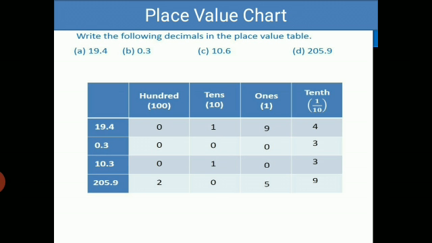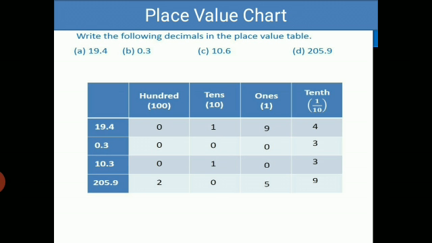Next is the place value chart. Write the following decimals in the place value chart. The first number is 19.4. The next number is 0.3. The next number is 10.6. The next number is 205.9. Now we will represent these numbers in the place value chart.